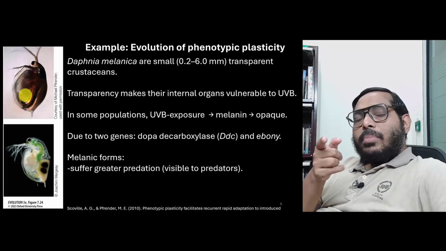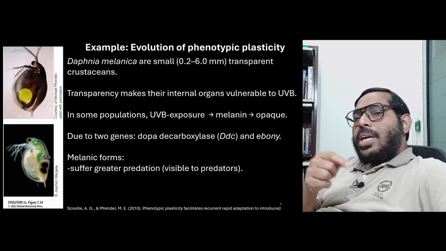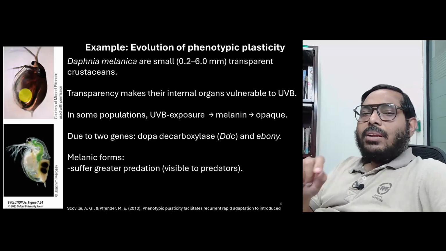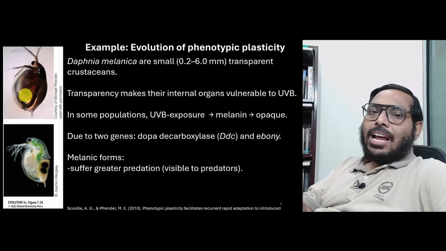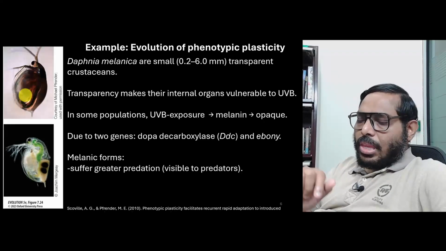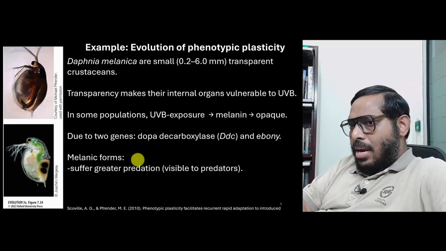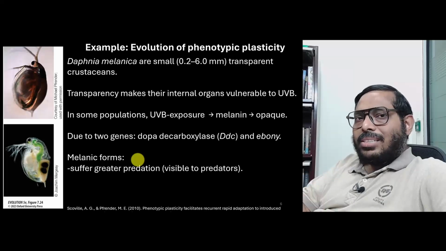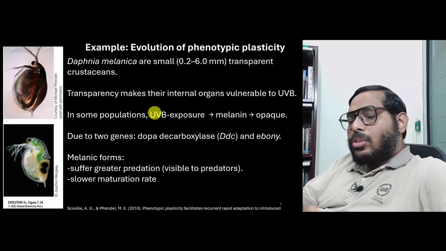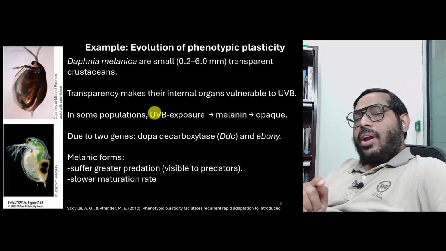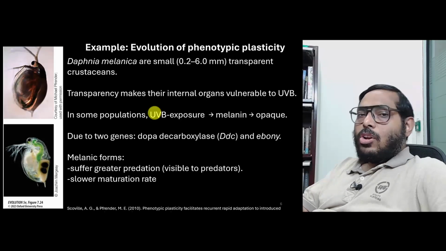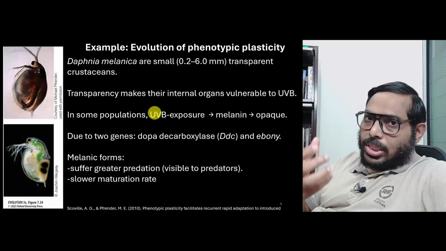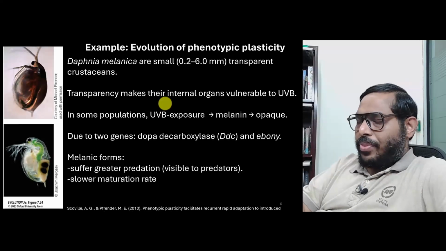But the moment they become melanic like this, the predator's ability to spot them increases quite a bit, and at that point they basically get eaten a lot by these predators. The second thing that happens is that production of melanin is energetically expensive, because of which the maturation rate of the melanic forms is actually slower than the non-melanic form. So, there is a cost to producing the melanin.